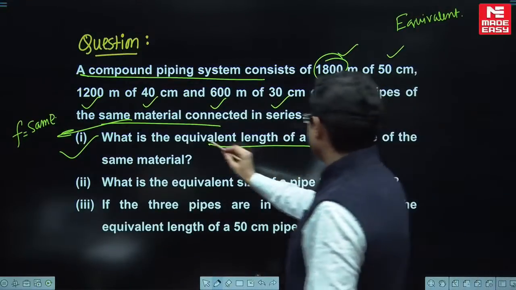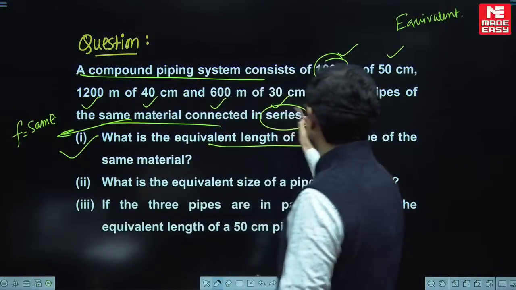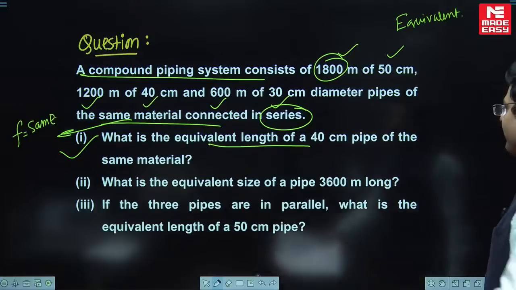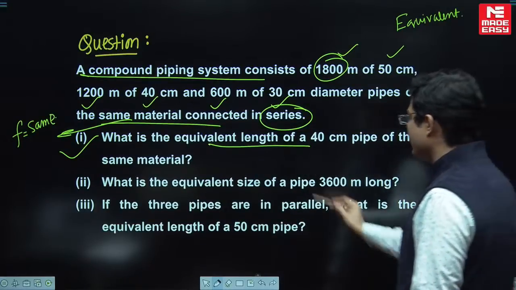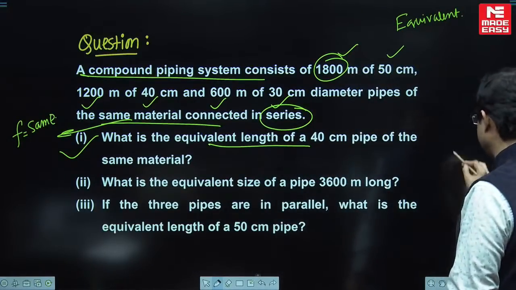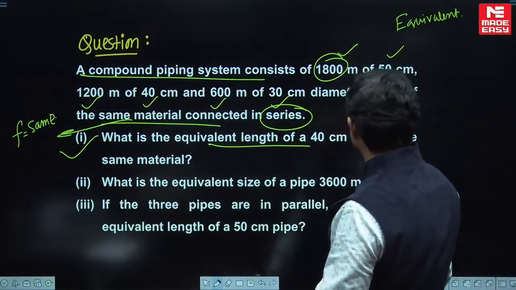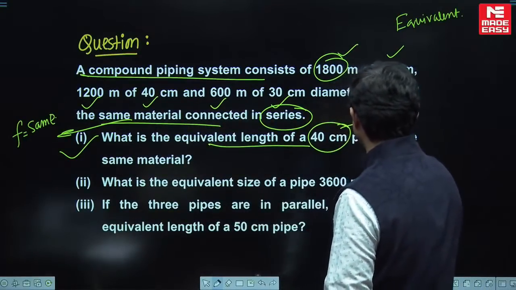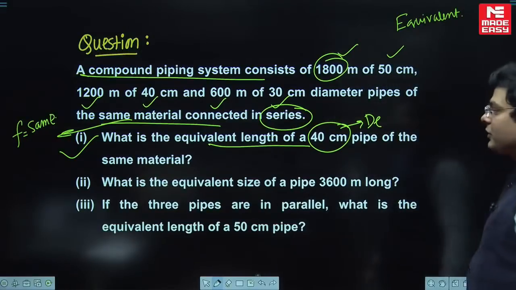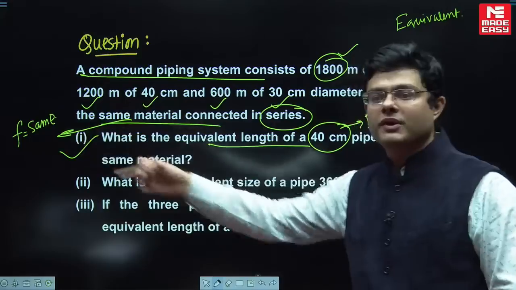But here, first of all it is connected in series. So if the three pipes are connected in series, the equivalent length LE is given to be 40 centimeter. He is asking you, okay, so this is the diameter, D is given to you. He is asking you to find out the value of LE.